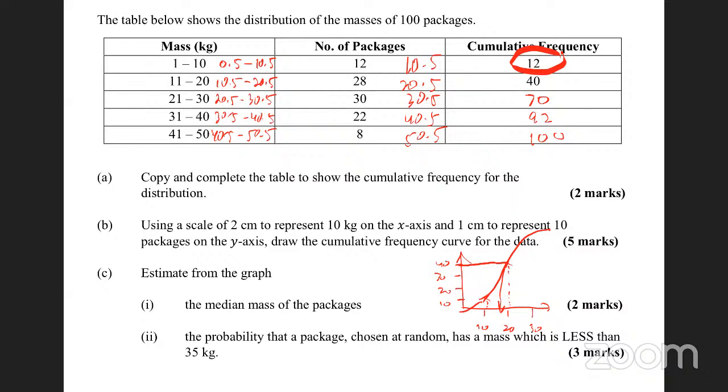So start at 50 on the Y. I'm going to show you, right? So start at 50 here. When it touches the graph, come down and read off the answer. 24.